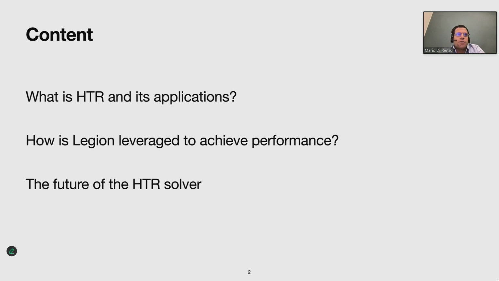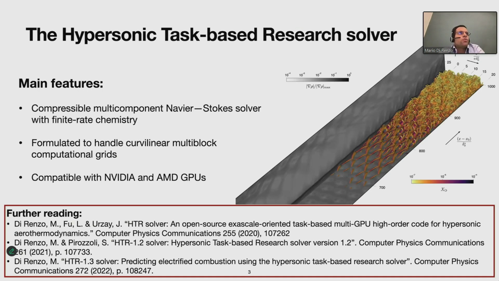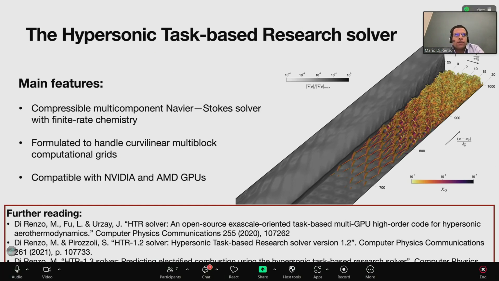Then I'm going to discuss a few of the solutions we implemented to leverage Legion to achieve performance with HTR. And at the end, I'm going to tell you something about how the HTR project is evolving and what is the future of HTR. So in a few words, HTR is a compressible multi-component Navier-Stokes solver that is able to consider finite rate chemistry, which is computed at runtime.